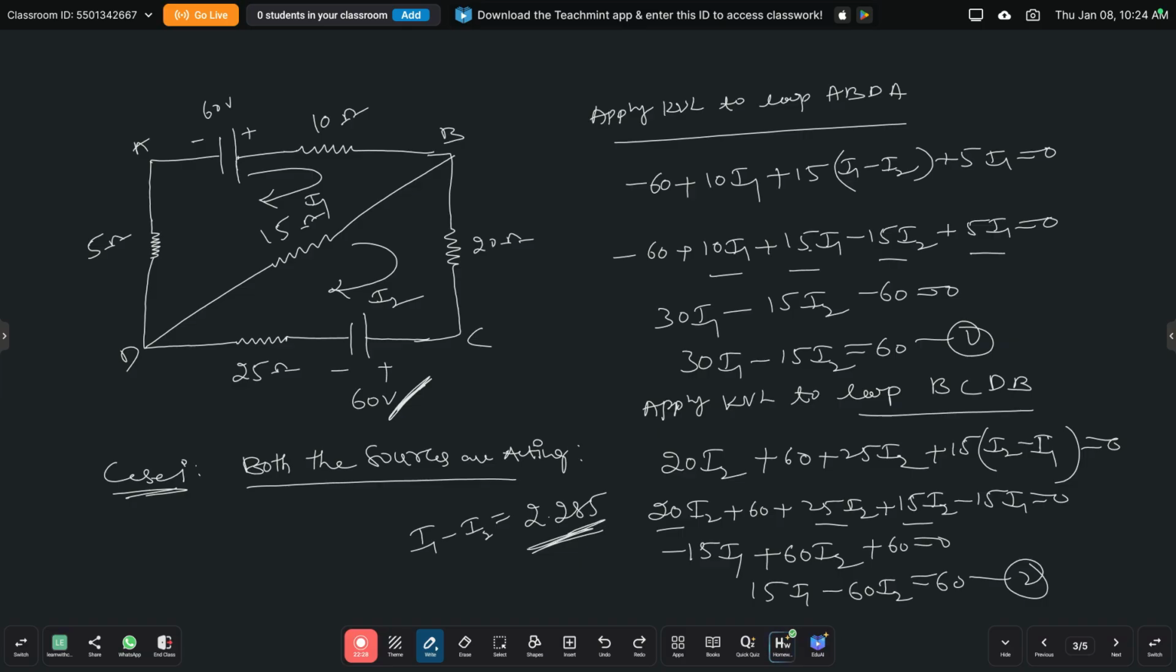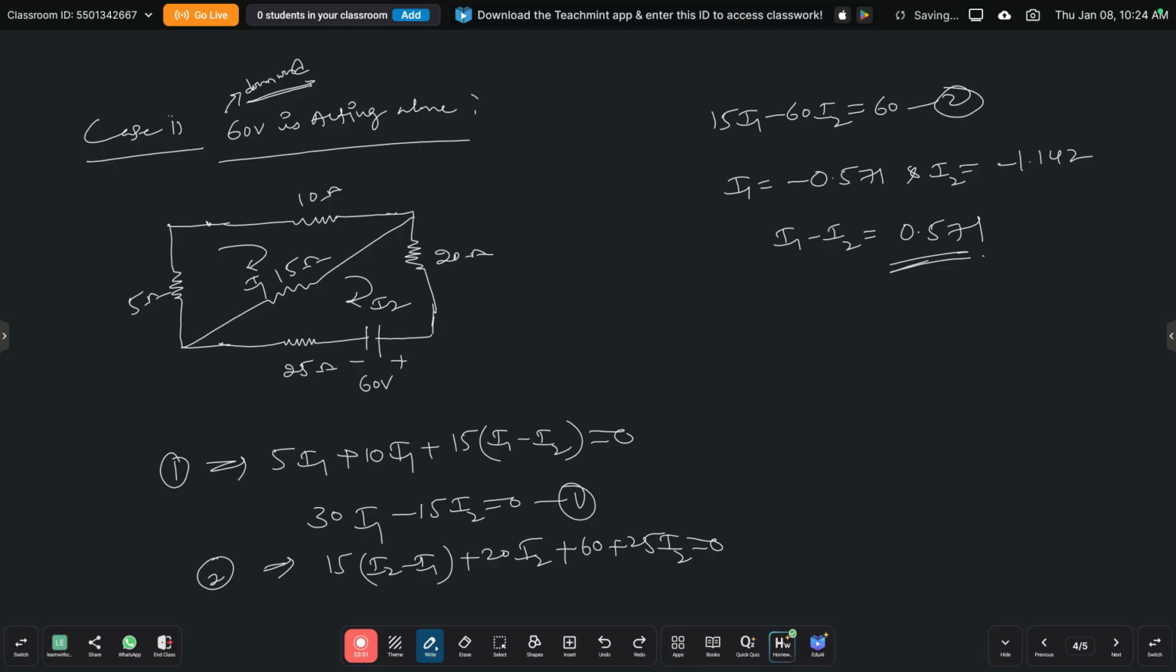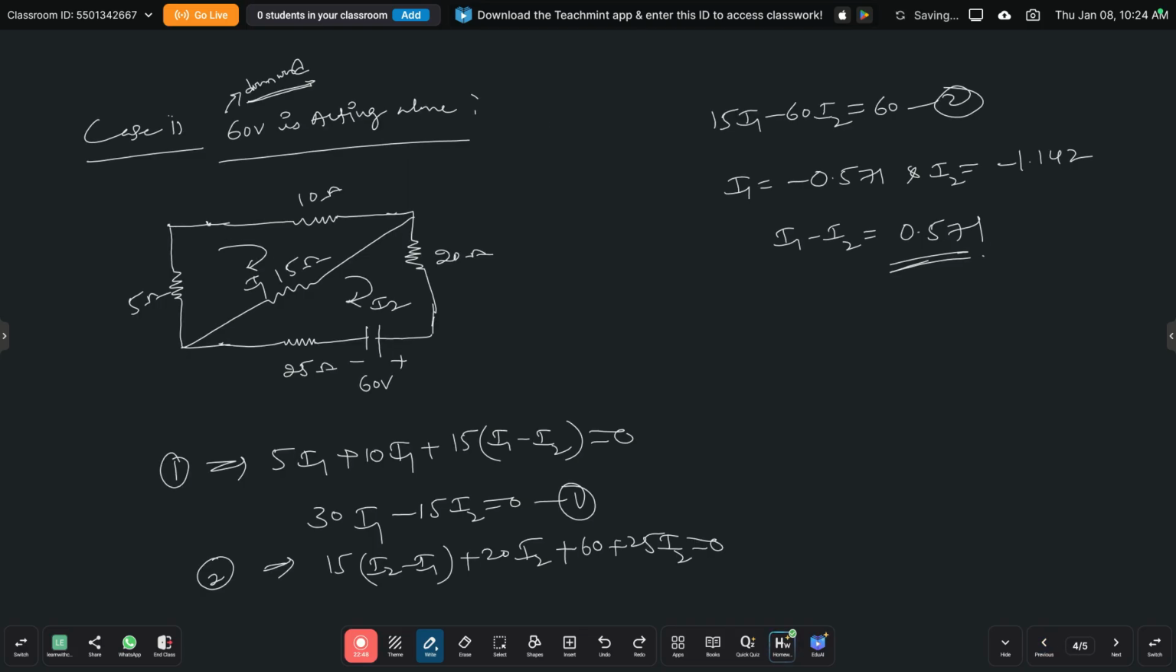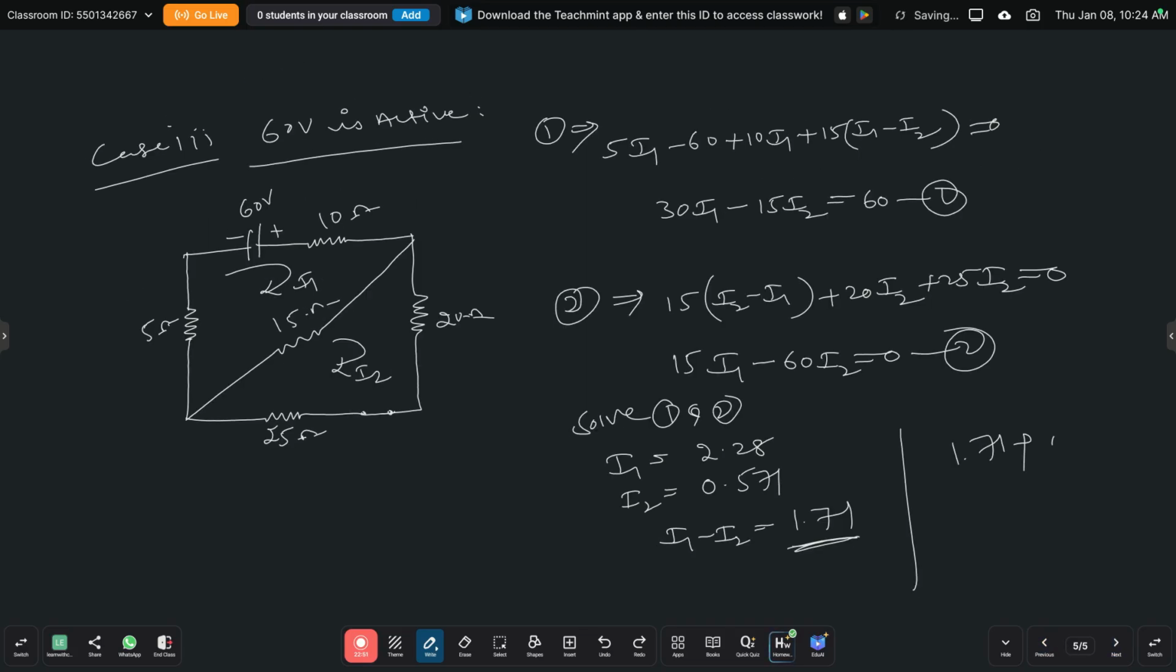So here what we are getting, when both the sources are active we get 2.28. When only V1 is active, then we get 0.571, and when only V2 is active, then we get 1.71. So only V1 is active plus only V2 is active. So we need to add these two. So here we get 1.71 plus, and in the previous case we get 0.571. So this is the case 2 and this is the case 3. And what about case 1? Case 1 is 2.285. By adding these also we get 2.285.